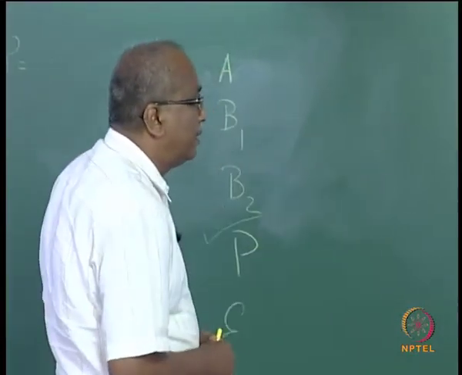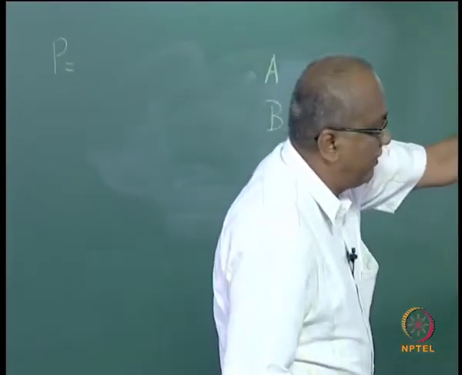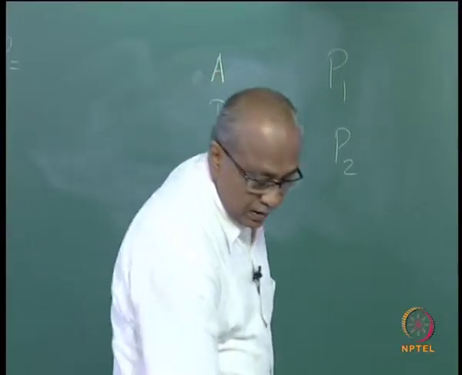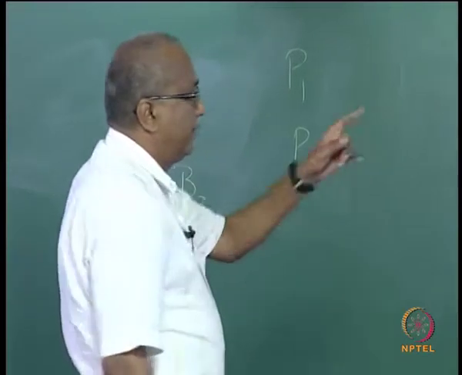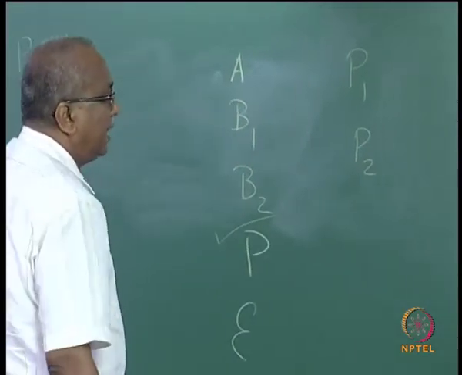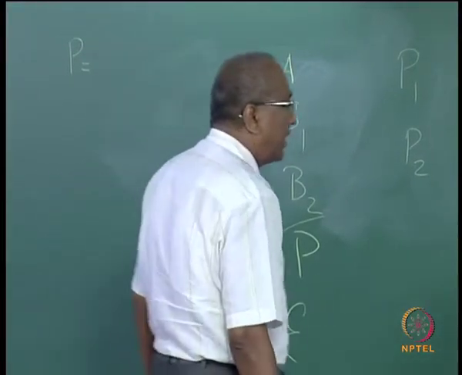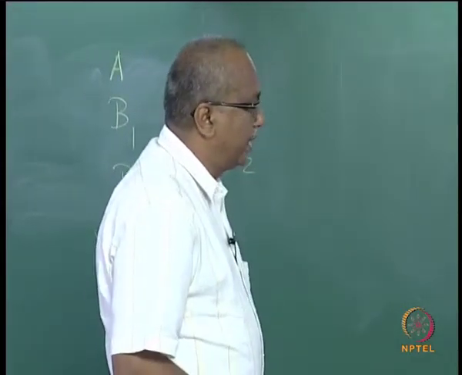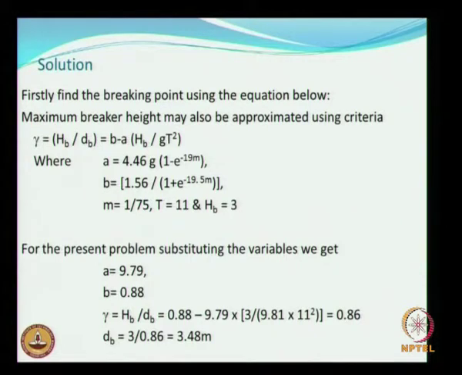P works out to, you have other parameters like your P1. All these parameters need to be worked out. So first we will have the breaker index. The breaker index can be worked out as shown here for the present problem. This is one of the methods to use to get the breaker index.